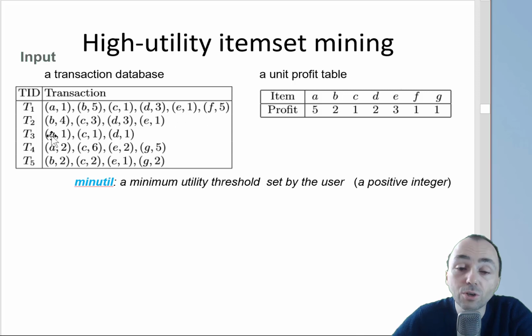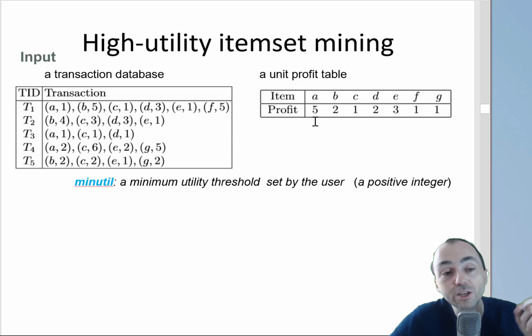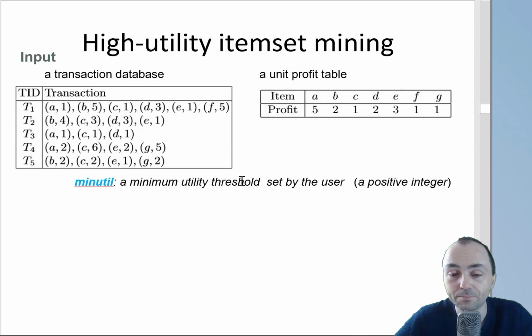And also, beside this, we have a table on the right with the unit profit. So what does it mean? For apple, the unit profit is $5. It means if you sell one apple, you earn $5. If you sell one bread, you earn $2, and so on.